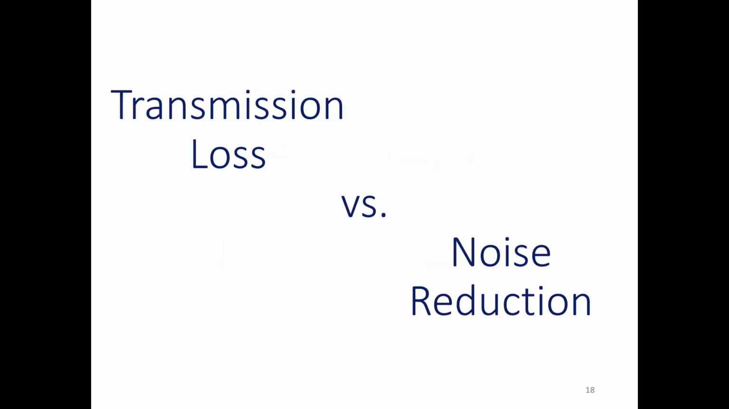Anyways, let's get back to some equations. So first, transmission loss versus noise reduction. We've been studying transmission loss quite a bit now. I mentioned noise reduction at one point. So transmission loss is just the ability of a partition to prevent the sound from being transmitted through. Noise reduction is how much the noise is reduced from a source room to a receiver room.